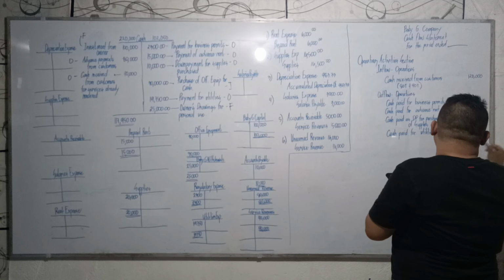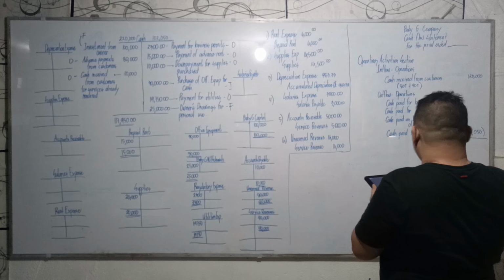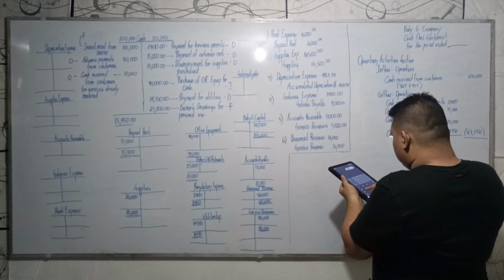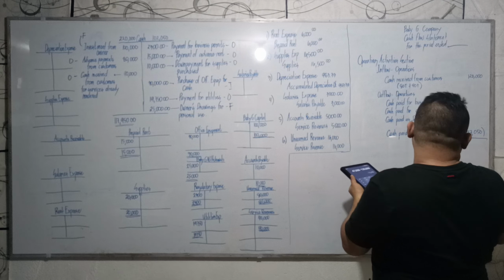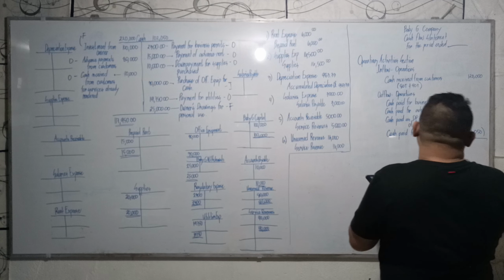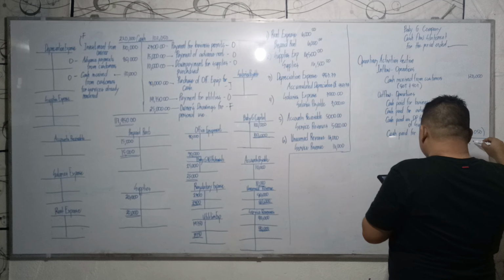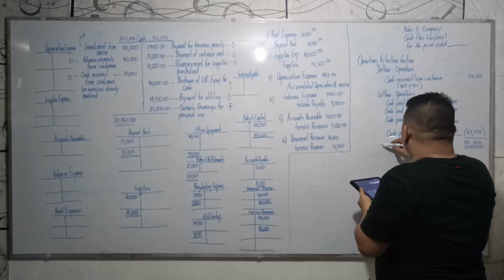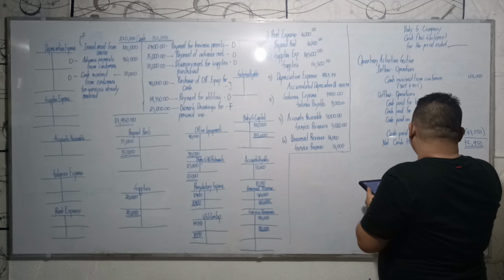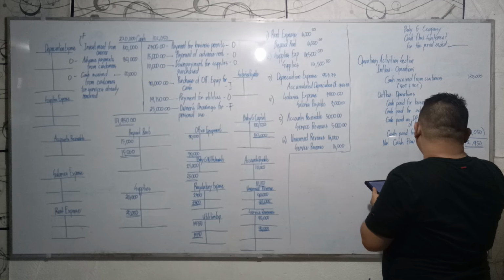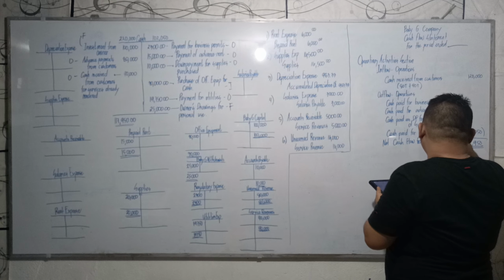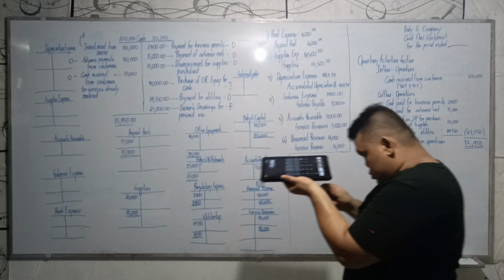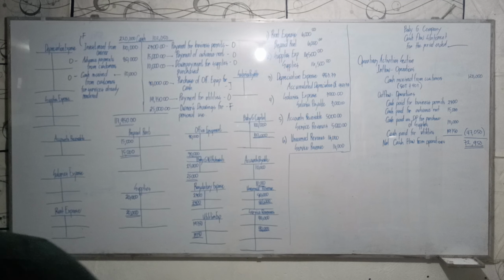So you will be very glad. It's because 120 minus that cash outflow. So your operations have given you positive 72,950. That's the net cash flow from operations. And that's pretty good because you'll be able to see that the business is performing.